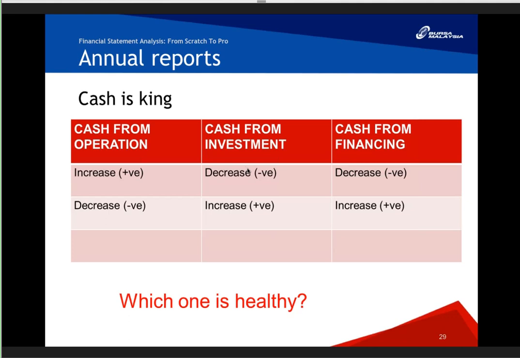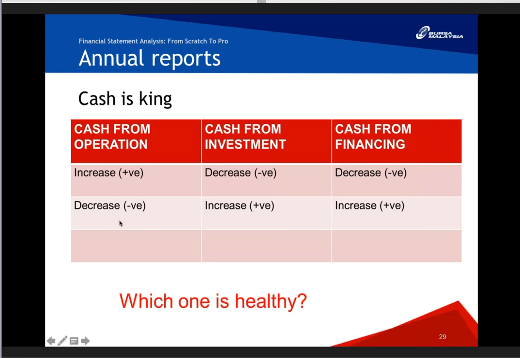Okay, so when it's negative, it means that you are buying something, buying the equipment, fixtures, whatever. Then you see the cash flow from financing is decreasing, negative. So it means what? Either you are paying down your debt, money going out, or you are giving out dividends. Okay, so it is negative.